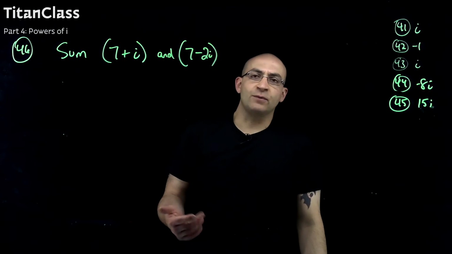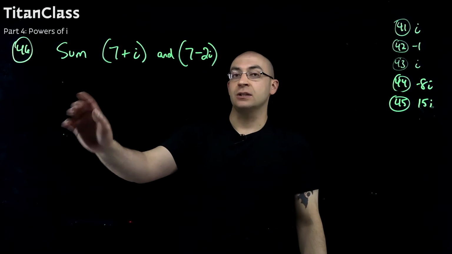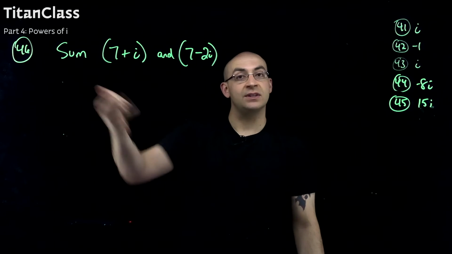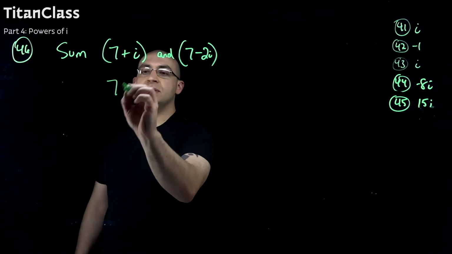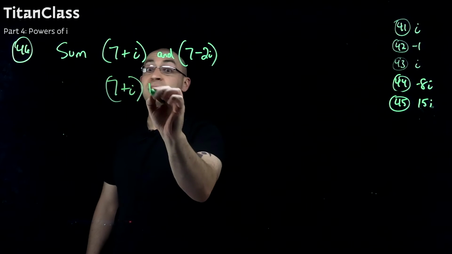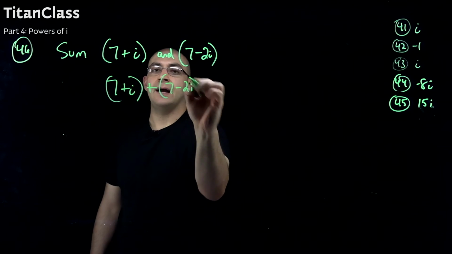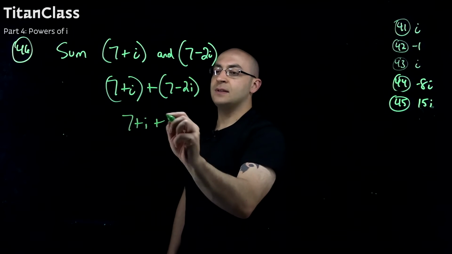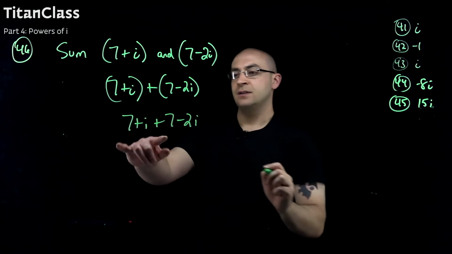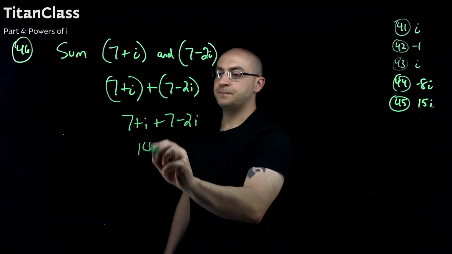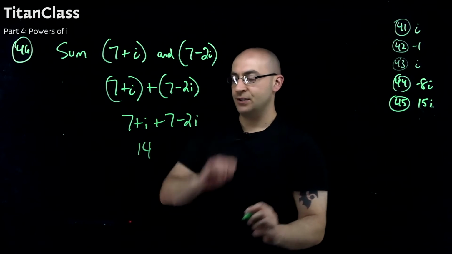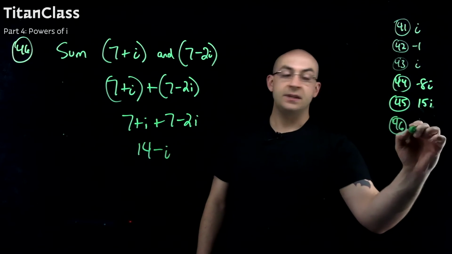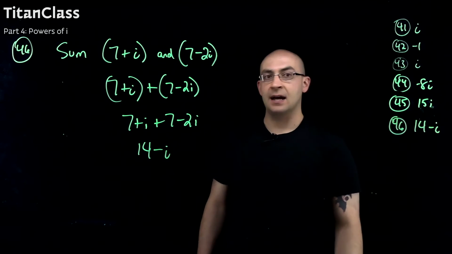Okay. Adding or subtracting problem for sure. Sum means addition, so plus. So I'm just going to rewrite this in terms of what the sum means. Sum means add. So this is 7 plus i plus 7 minus 2i. Drop the parentheses and move from there. 7 plus i plus 7 minus 2i. 7 plus 7 is 14. 1i minus 2i is -1i. So number 46 is 14 minus i.